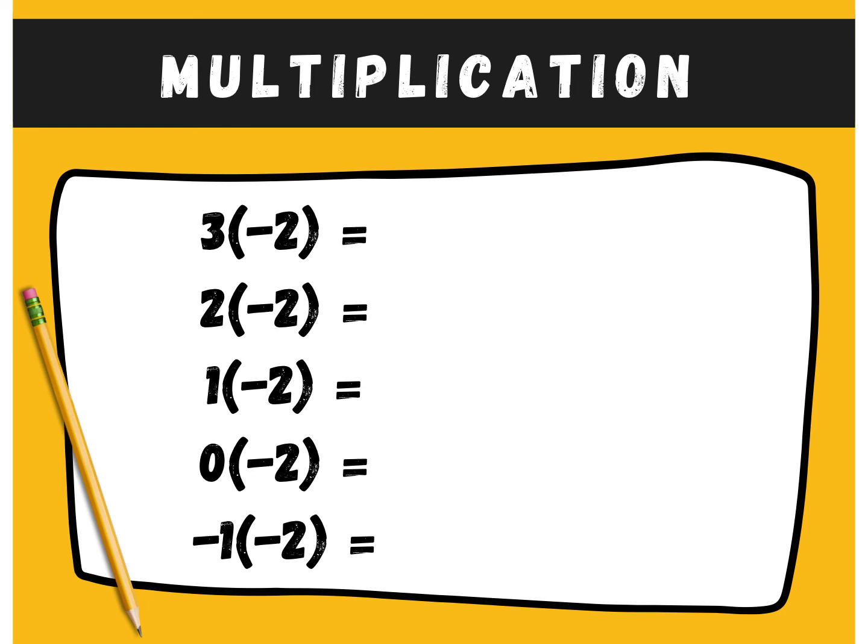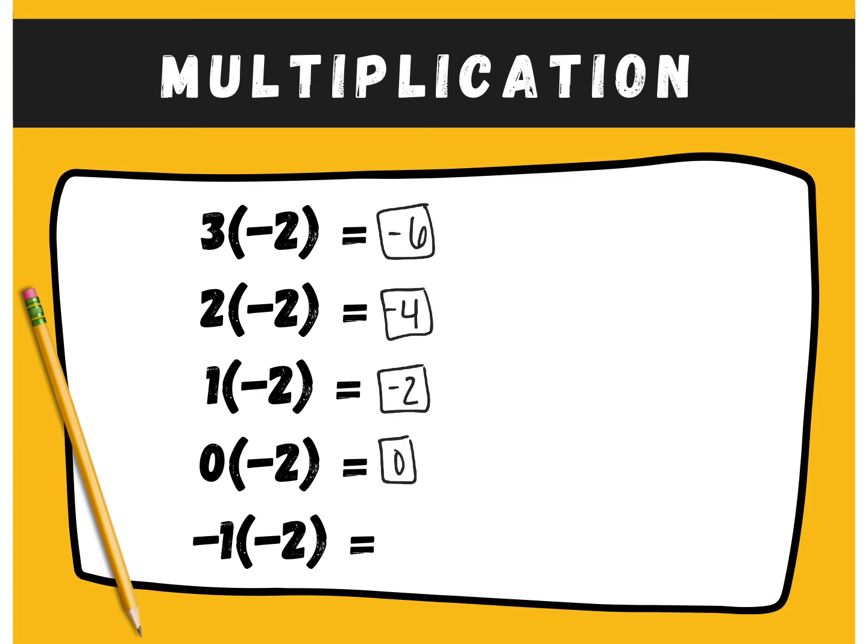problem, -1 times -2. Now, going back, we now know that a positive times a negative is a negative. So when I multiply 3 times -2, I know I'm going to get a negative answer, and 3 times 2 is 6. Same thing goes for 2 times -2. I know I'll get a negative answer, and 2 times 2 is 4. Same thing for 1 times -2. Of course, 1 times anything is itself. But, again, I've got a positive times a negative, so I know I'll get a negative. 1 times 2 is 2. 0 times anything, of course, is 0.